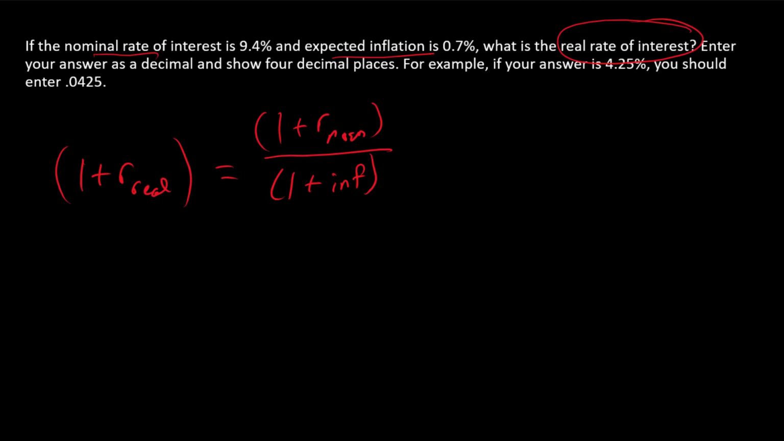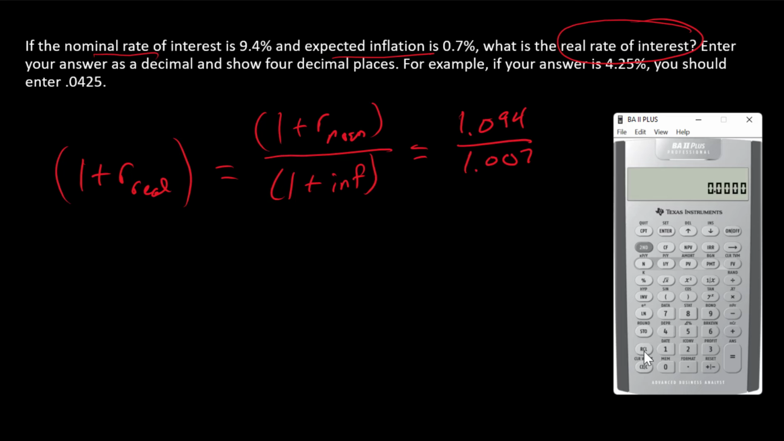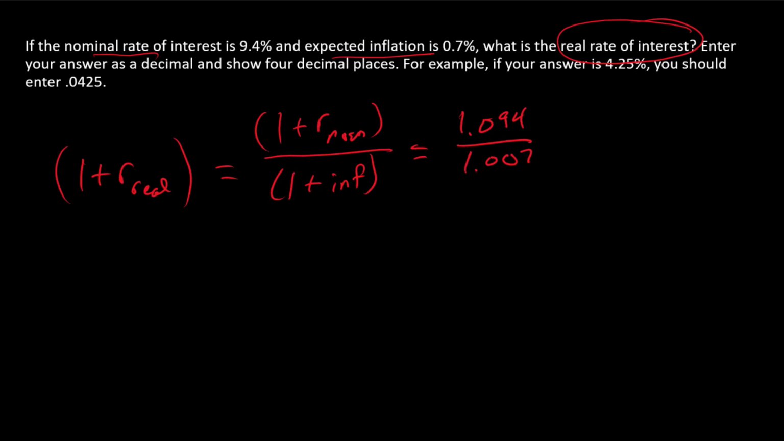Okay, so for this problem, then, we have 1.094 in the numerator and 1.007 in the denominator. And so what is the real rate of interest? Let's divide 1.094 by 1.007, and we get this number here. So that's 1 plus the real rate. Subtract 1 from that and we have the answer. So there's the answer, 0.0864 or 8.64%.